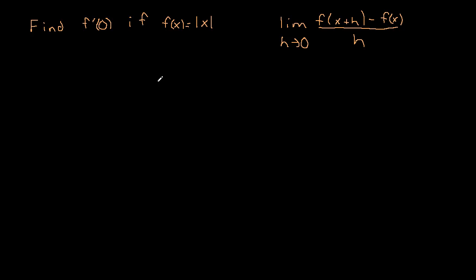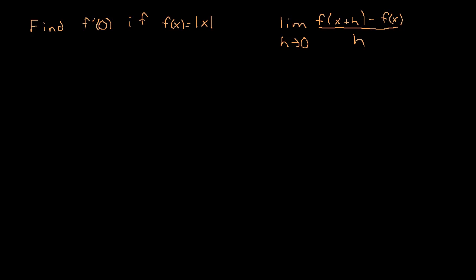Hello once again. Well, in this video we're going to look at an example involving an absolute value function, and we are interested in the derivative of this absolute value function when x equals 0. Another way of thinking of it is, what is the slope of the tangent line to this curve at x equals 0?